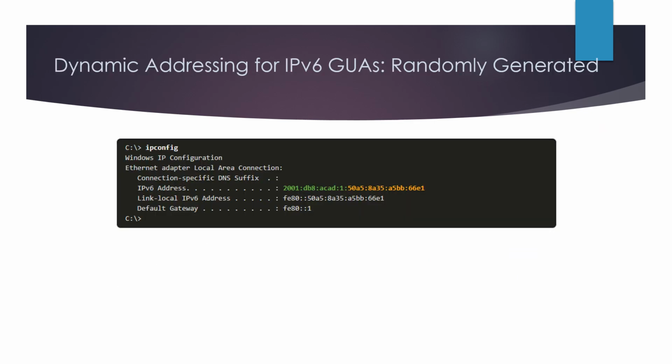Depending upon the operating system, a device may use a randomly generated interface ID instead of using the MAC address and the extended unique identifier 64 process. After the interface ID is established, either through the extended unique identifier 64 process or through random generation, it can be combined with an IPv6 prefix in the router advertisement message to create a global unicast address, as shown here in this figure.